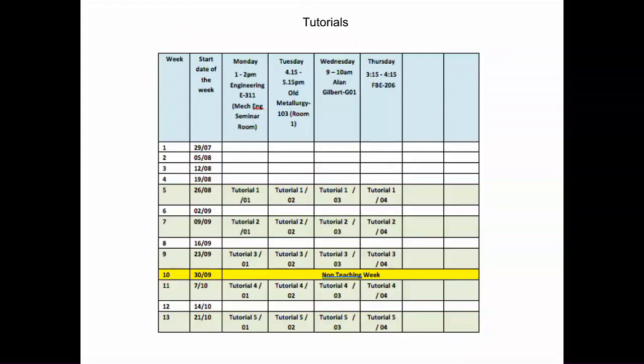Now, your tutorial is going to start on week 5. Your tutorials 1, 2, 3, 4, and 5 are packed into your lecture notes. So once we finish the lectures, we will start doing the tutorials. To be honest, the tutorials are really for you to pass your exams.